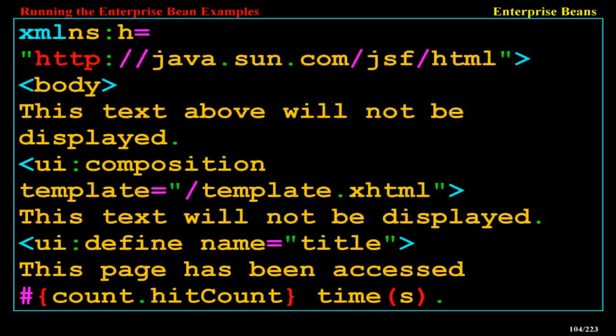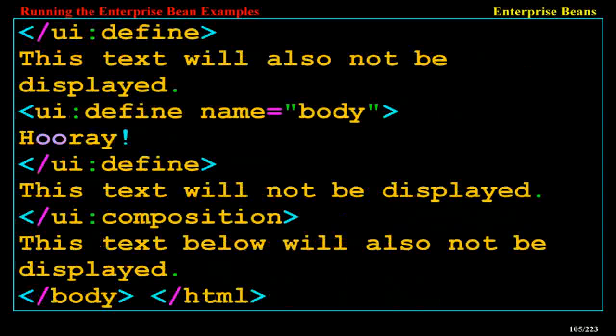This text above will not be displayed. <ui:composition template="/template.xhtml"> This text will not be displayed. <ui:define name="title"> This page has been accessed #{count.hitCount} time(s). </ui:define> This text will also not be displayed. <ui:define name="body"> Hooray! </ui:define> This text will not be displayed. </ui:composition> This text below will also not be displayed.